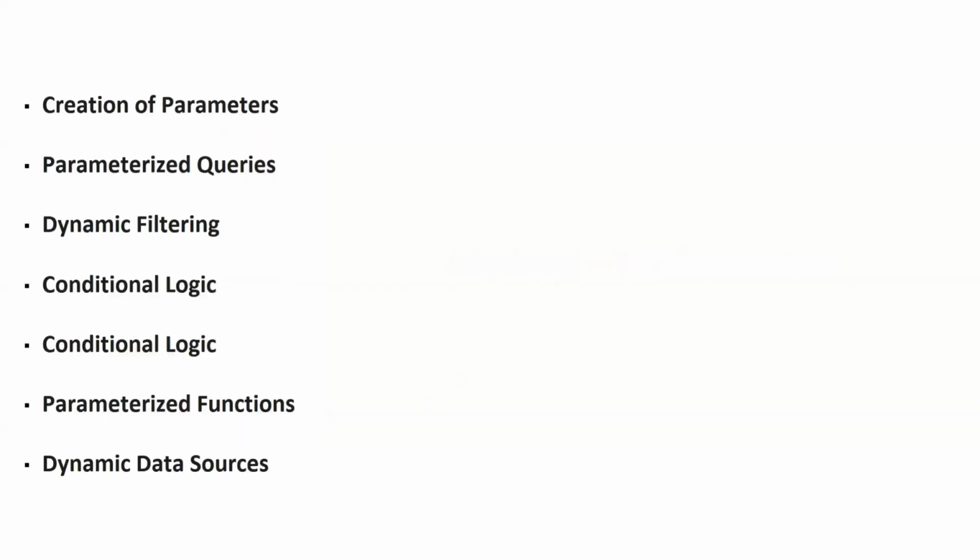Number one is the creation of parameters. Users can create parameters in Power Query by defining their name, data type, and optional default values. Parameters can be created for various data types such as text, numbers, date, or list, depending on the type of input required.